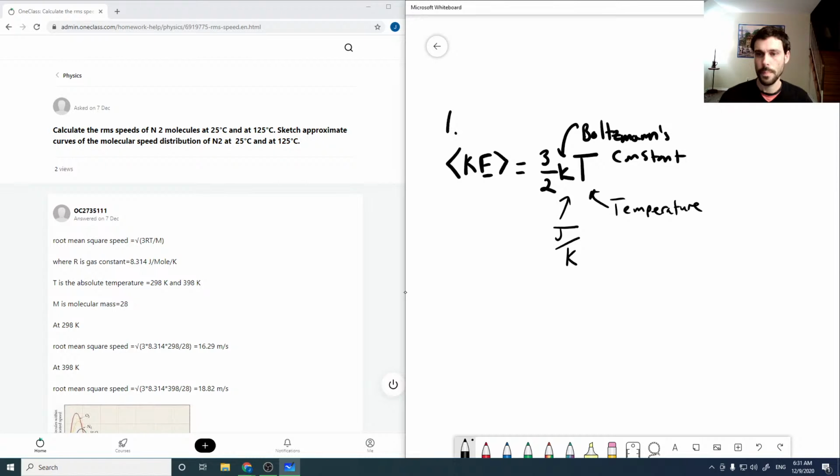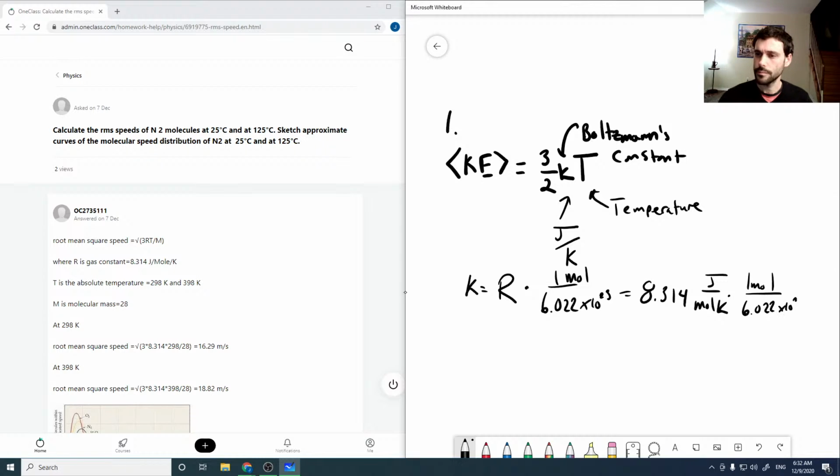And now the nice thing is that k is actually our ideal gas constant times 1 over our Avogadro's number. So that is what cancels the mole out of there. So that's 8.314 joules per mole Kelvin times 1 mole over Avogadro's constant, which comes out to be 1.3806 times 10 to the minus 23.